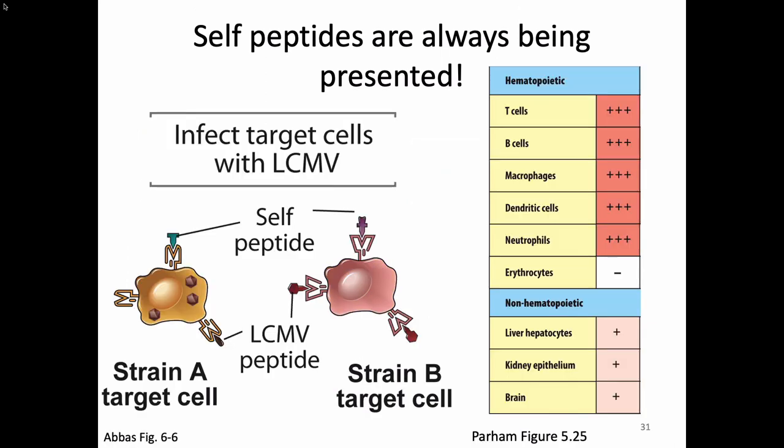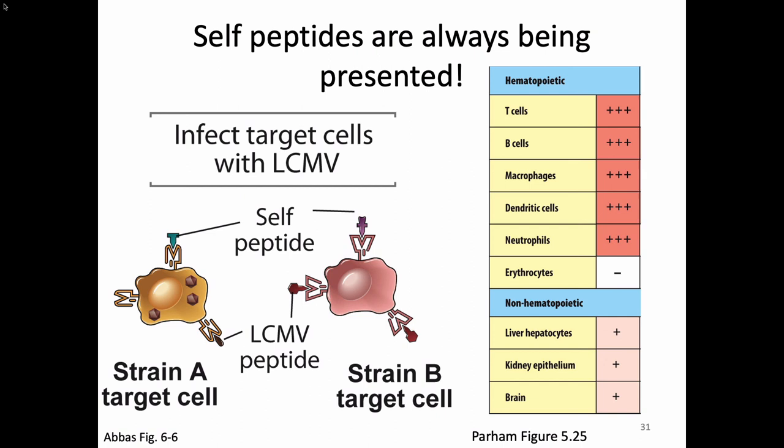And again, this is happening in every cell of your body except for erythrocytes right now, where we are presenting all of our self-peptides on MHC class 1. We're going to have differences in what the T cell does and how the T cell deals with a self-peptide, but that's on the T cell side. And so we're going to deal with that when we talk about T cell responses.